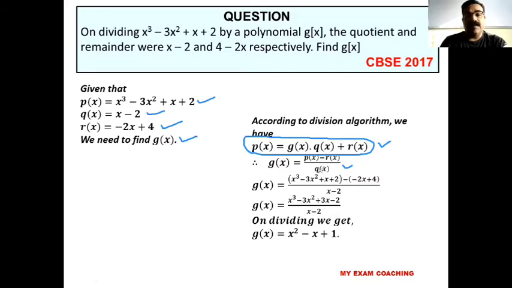So g(x) is equal to p(x) is given, x cube minus 3x square plus x plus 2, minus r(x) is given, minus 2x plus 4, divided by q(x) is given, x minus 2. When we solve this line, we get x cube minus 3x square plus 3x minus 2 divided by x minus 2. On dividing this polynomial by x minus 2, we will get g(x) is equal to x square minus x plus 1. So this is the answer, and this will give you a 3-mark question. Kindly note it.